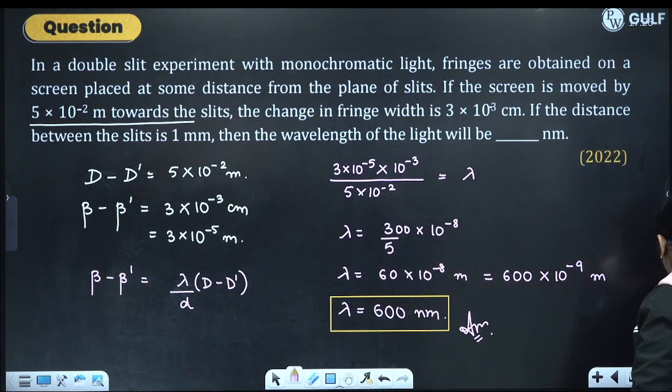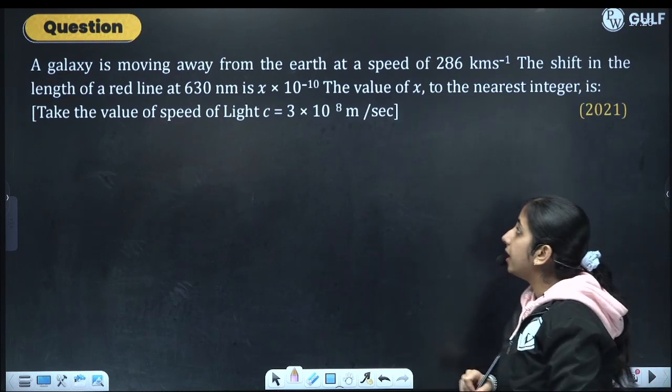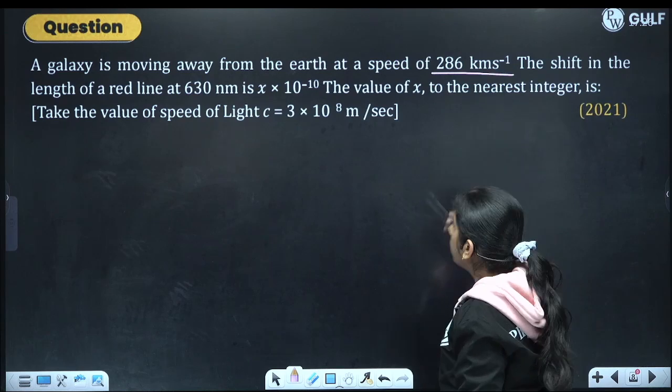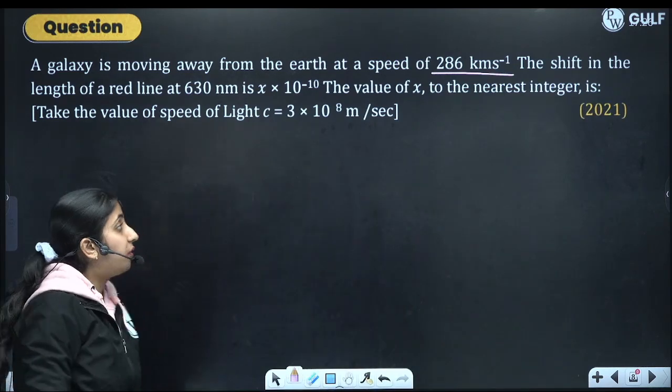Okay, see the next question. A galaxy is moving away from the earth at a speed of 286 km per second. At what speed is the galaxy moving?